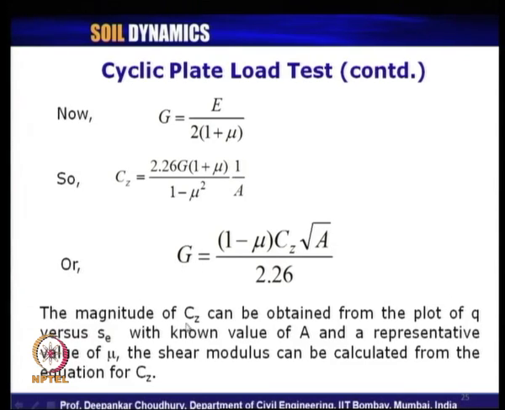So, the magnitude of the dynamic subgrade modulus Cz can be obtained from the plot of q versus elastic settlement, with a known value of area and a representative value of mu for the soil. The shear modulus can be calculated from this equation. So, this is another way to calculate the dynamic shear modulus. With this we have come to the end of this lecture. We will continue our lecture in the next class.